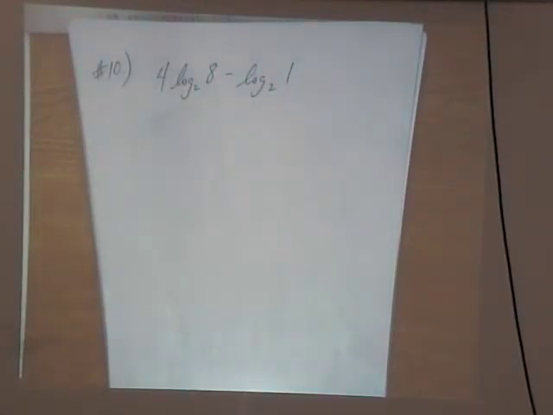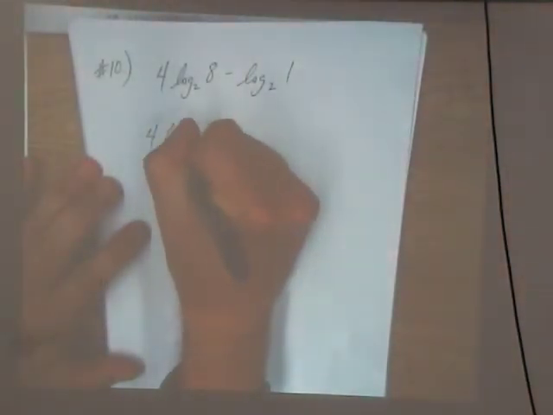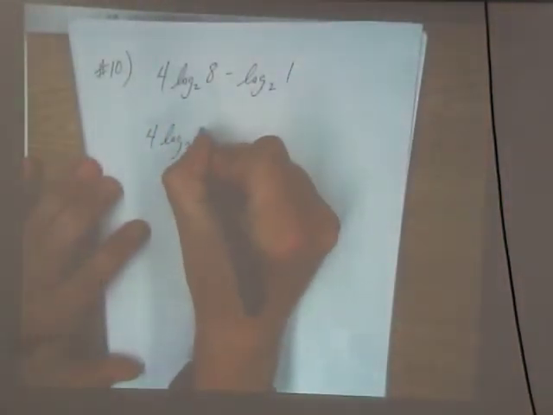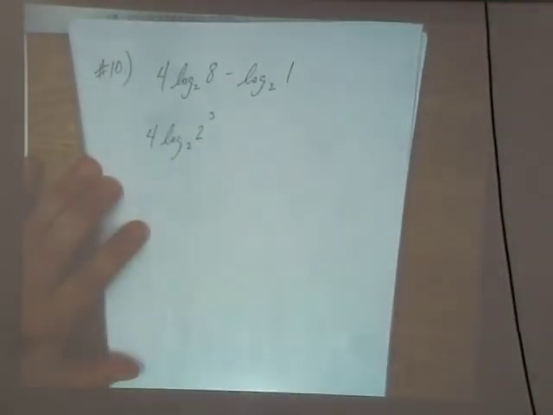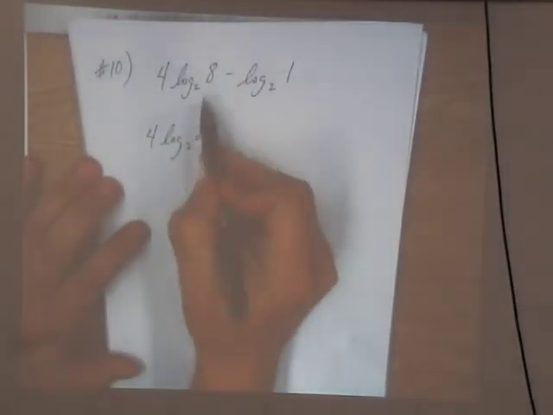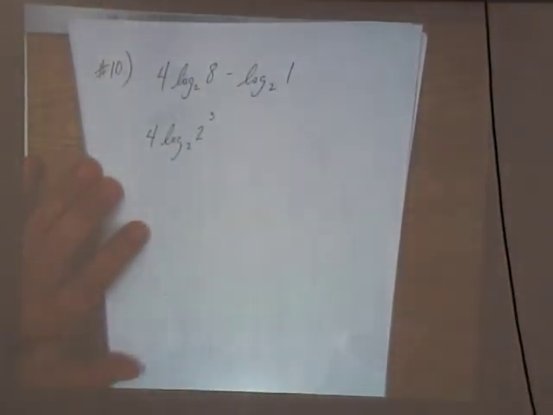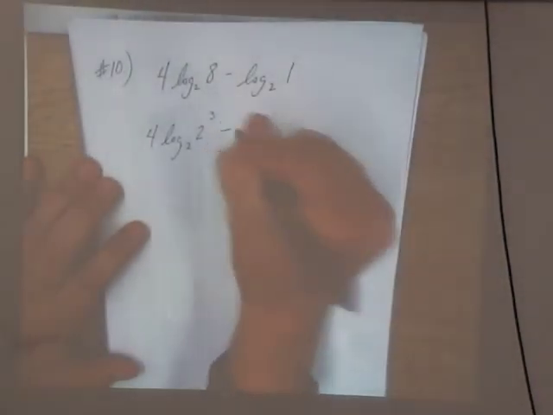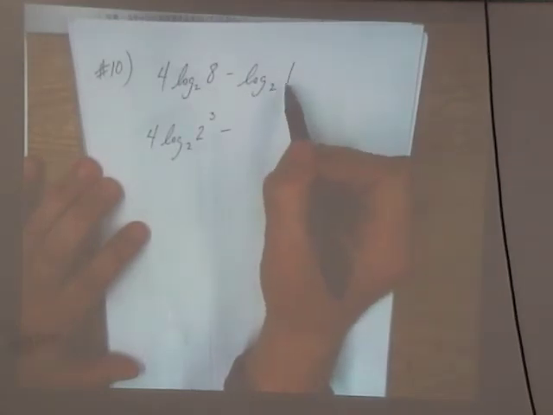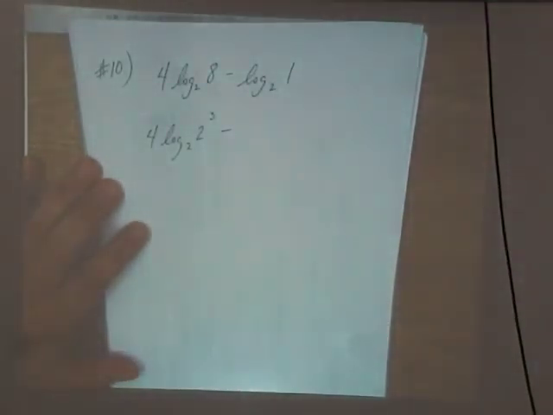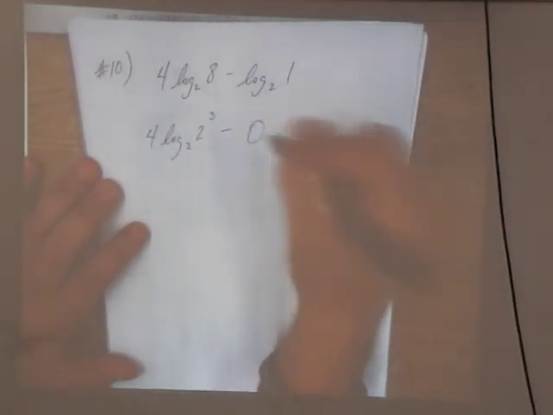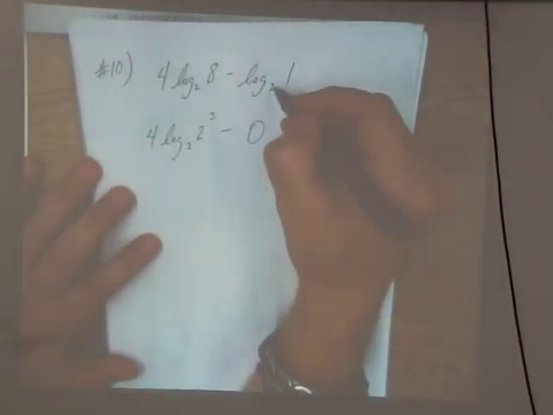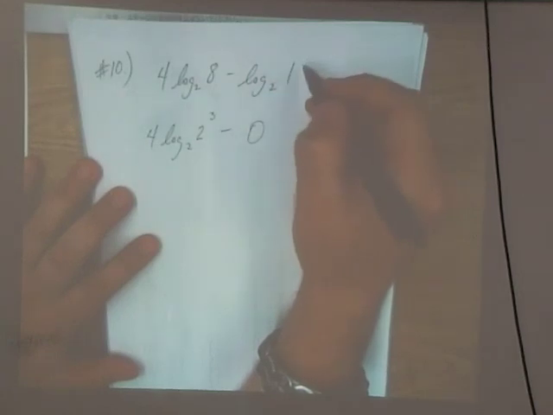Alright, logs again. 4 times. Isn't 8the same thing as 2 cubed? Yes? And log base 2 of 1, what is that? 0, very good. Remember, no matter what this base is, if you're taking the log of 1, it's always 0.